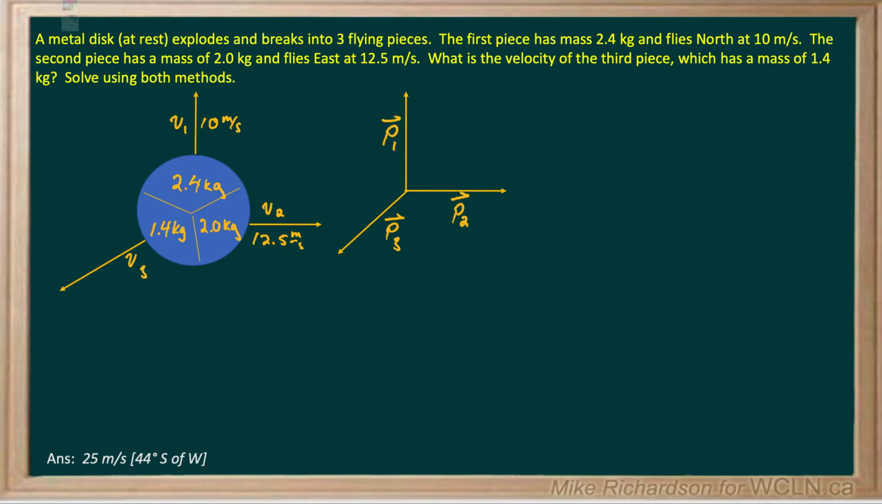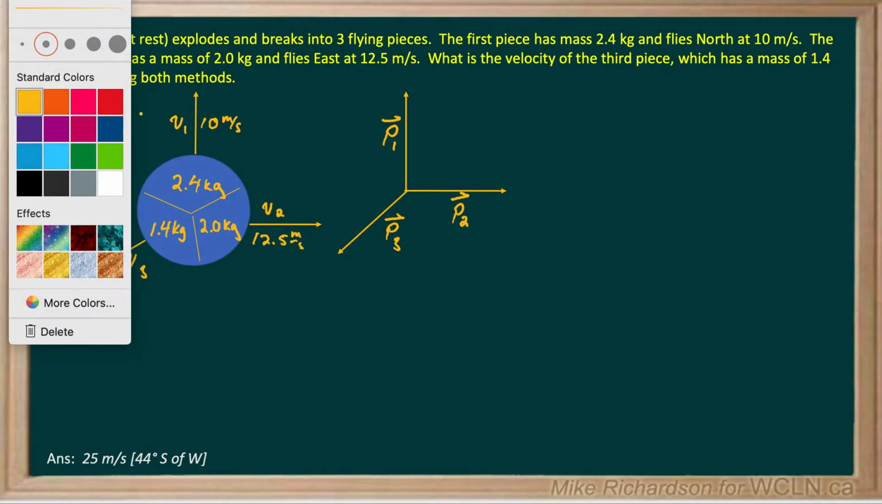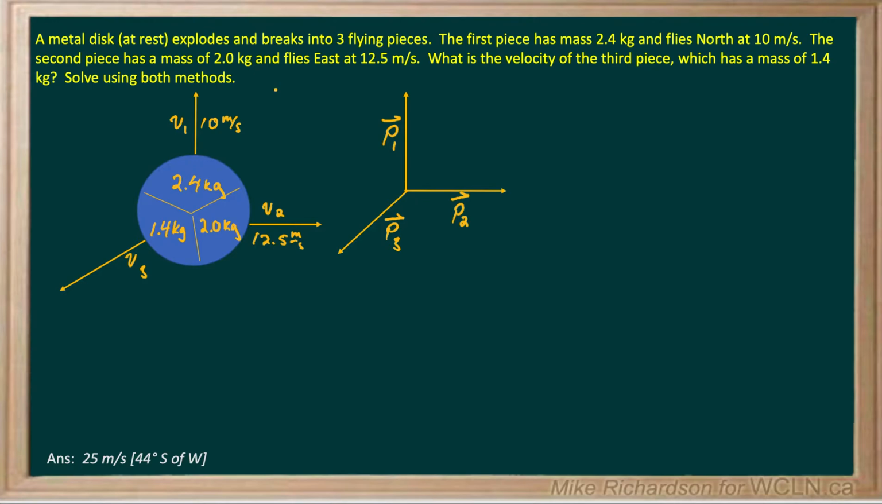Here we've got a metal disc, and it's going to be exploding into 3 flying pieces. The first piece, which I've drawn on the picture below, has a mass of 2.4 kilograms. So you imagine this disc is going to break apart into these 3 shapes. And the 2.4 kilogram piece is going to fly directly north or upwards at 10 meters per second.